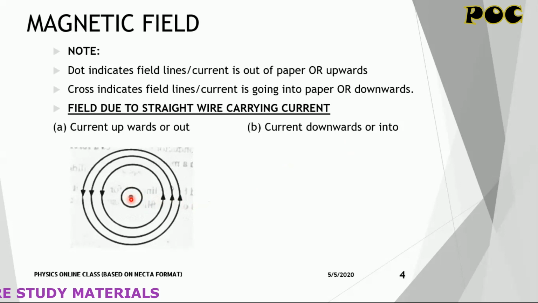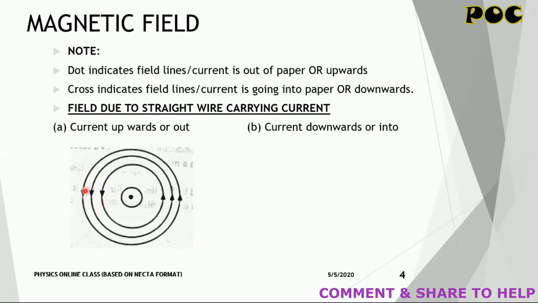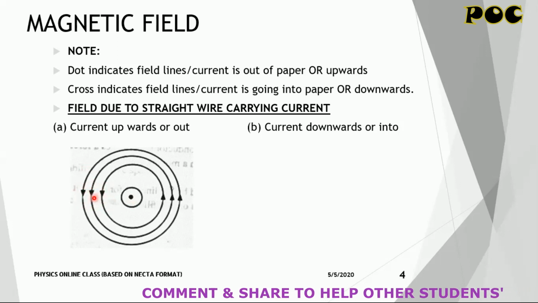I'm going to point the thumb upward, or I'm going to point the thumb out from the screen of a phone or a laptop. Now you will find that the fingers will curve toward the direction of the arrow indicated here. Therefore, the direction of the fingers will represent the magnetic field.